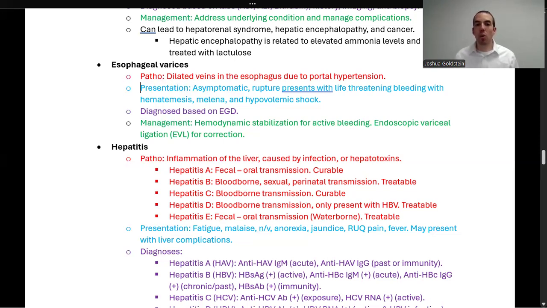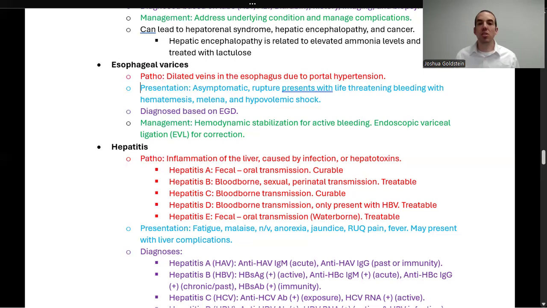A is always fecal oral transmission, and A is curable. You're going to notice A and C are curable. B, D, and E you have forever. So A and C are the curable ones. A is the fecal oral route. E is the fecal oral route. B, C, and D are blood-borne transmission.